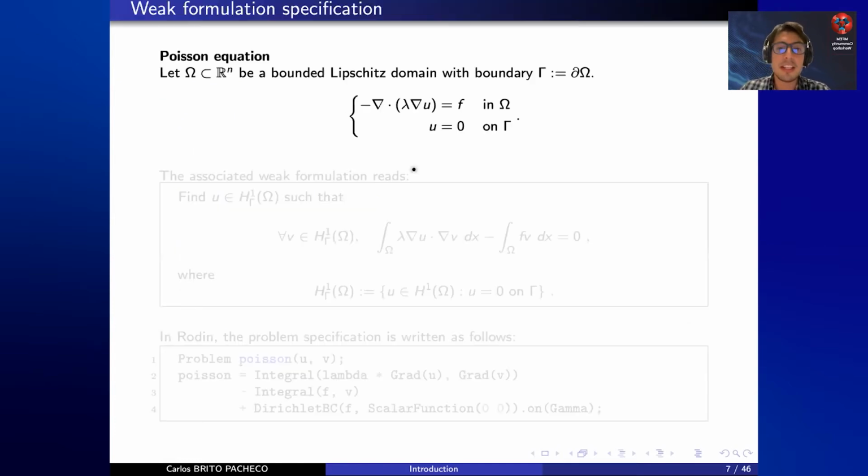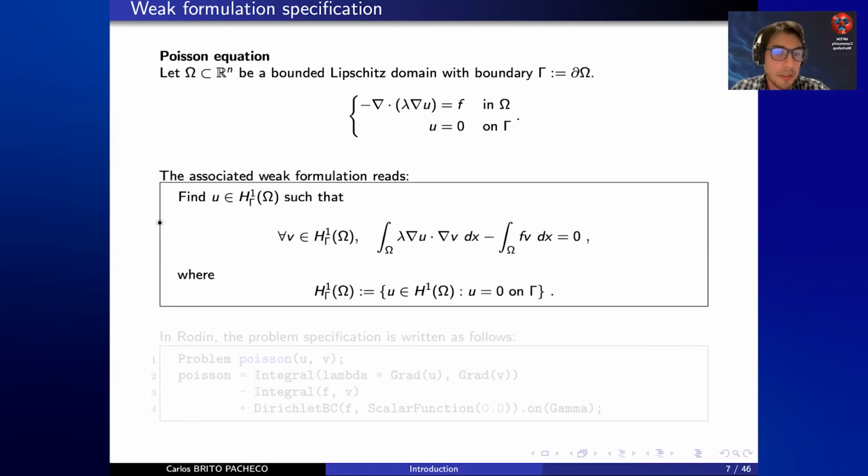So first of all, I want to see how to solve a partial differential equation in Rodin. You have your regular Poisson equation with a Dirichlet boundary condition on the boundary, gamma. And typically you derive your associated weak formulation. So this is very classical.